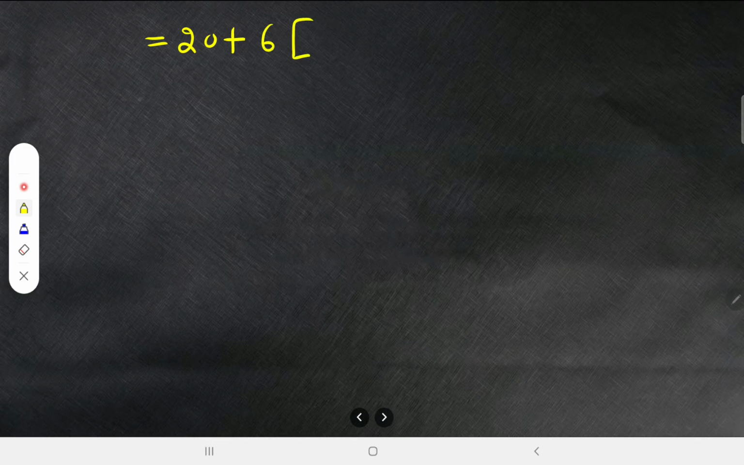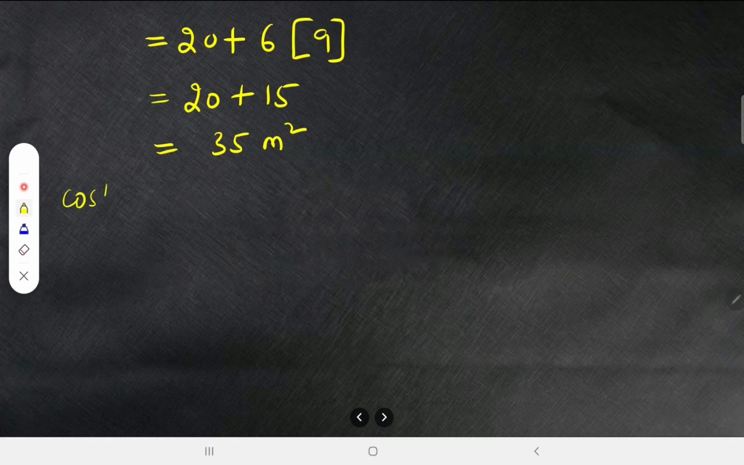All right, 6 bracket. So then we have 4 plus 5. 4 plus 5 is 9. All right. So it becomes 20 plus 6 plus 9 is 15. So totally it becomes 35 meter square. So this is the area to be whitewashed.